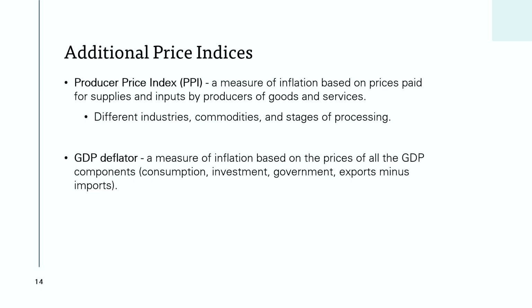Finally, there is the GDP deflator. As you know, this is the broadest measure of all because it is not limited to a consumer basket. It tracks the prices of all components of GDP, including consumption, investment, government spending, and net exports.